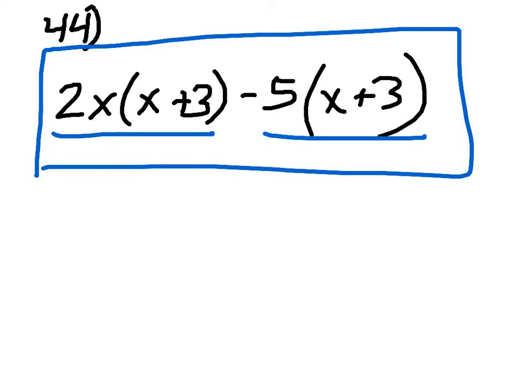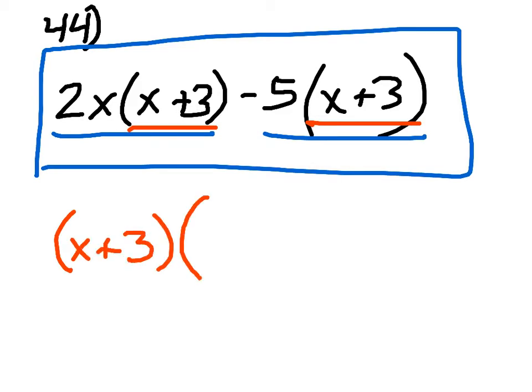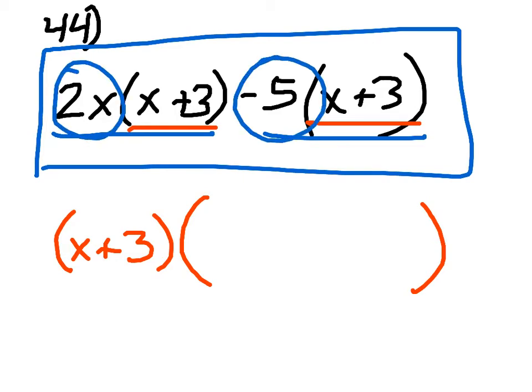So in each of those terms, I have a common factor, x plus 3. So we're going to write that out front. And like when we factor anything else, when I pull that out front, you look at what's left over, where the factors came from. So I have a 2x and then a minus 5 left over. So now we've factored out the common factor, and you're done.